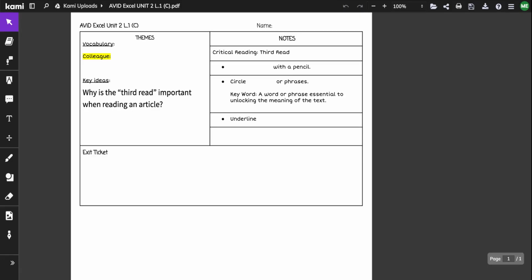So let's look at Part C of Lesson 1, Unit 2. We have our academic word here, colleague. We have our guided notes here, our key idea, the question I want you to answer, and of course, our exit ticket. Make sure we're putting that information there, scholars. So let's go ahead and jump into it.